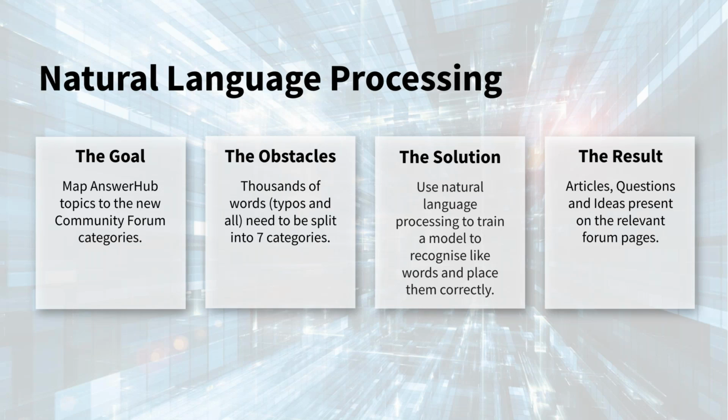So it definitely took some time to determine the best approach. And of course, our first idea here was to use some kind of attribute value mapping. However, this would be extremely time consuming. Instead, we settled on using these natural language processing tools to train a model to recognize words and categorize them for us. So this was really important in ensuring that the questions, articles, and ideas are located in the correct forums on the new community.